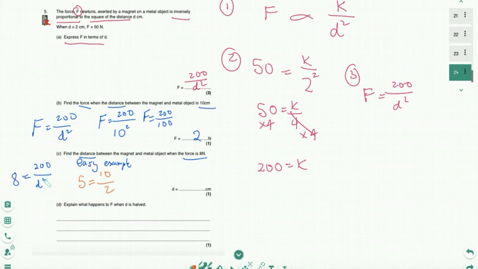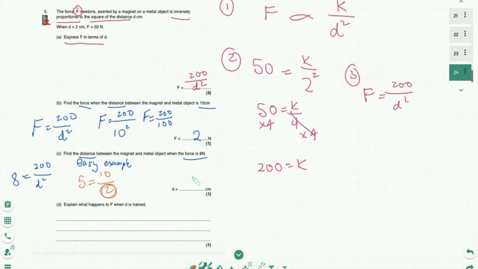In our question, we're trying to find d squared. Hence, here we're trying to find 2. In order to find 2, we have to do 10 divided by 5. Therefore, to find d squared, we have to do 200 divided by 8. We're just following the same process we used to solve the easy problem and copying it to this problem. 2 is 10 divided by 5, so d squared is 200 divided by 8.